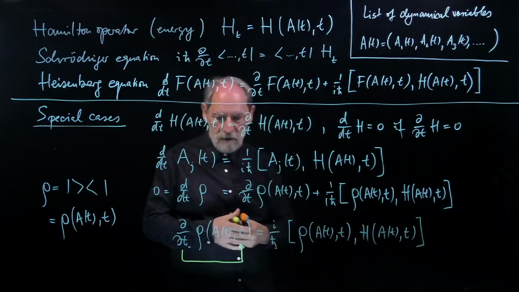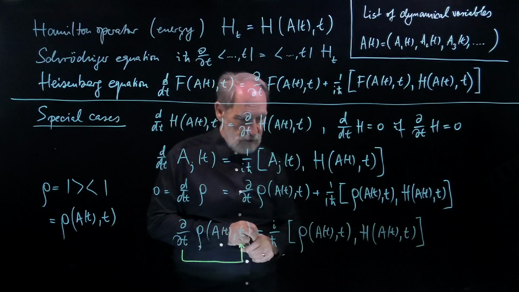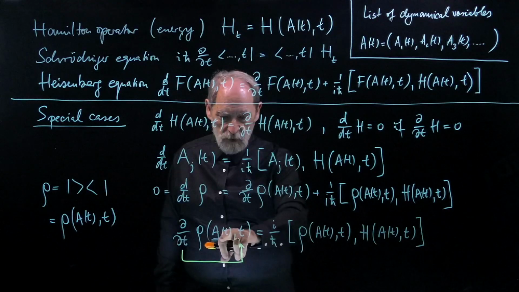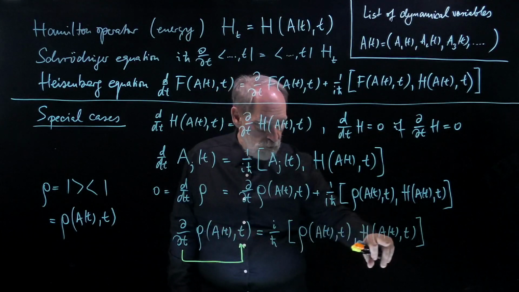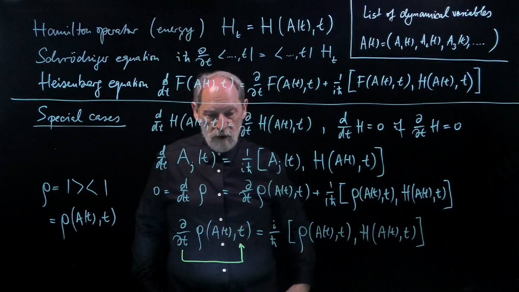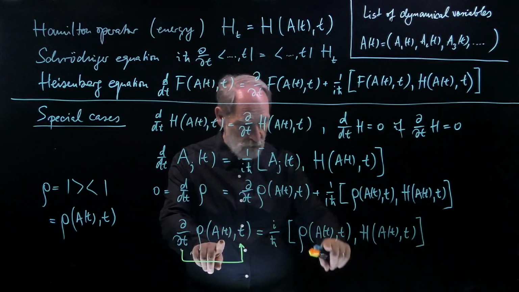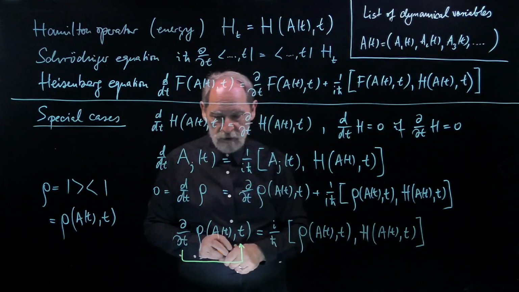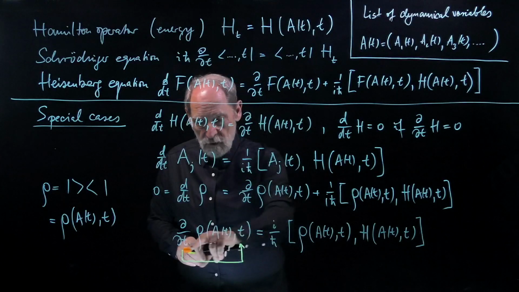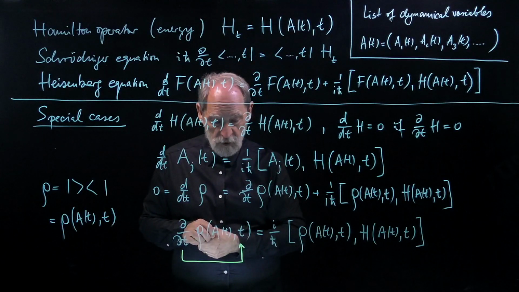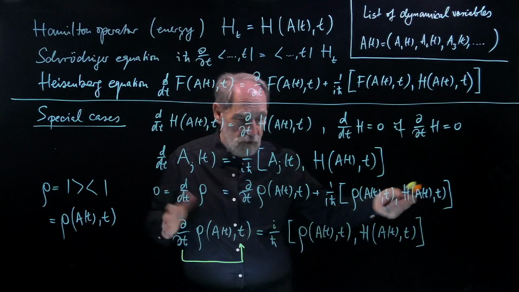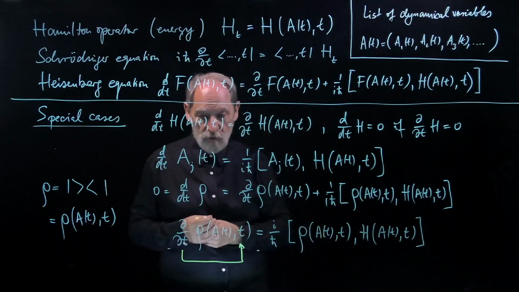And since this is a statement only about the parametric time dependence, it doesn't actually matter at which time we take the dynamical variables, whether these dynamical variables that appear here, these operators, refer to the time t with respect to which we take the parametric time dependence, or they refer to another reference time. That plays no role in this equation.